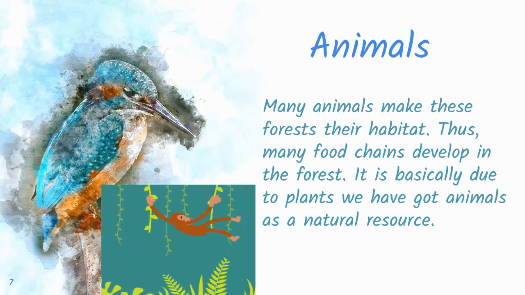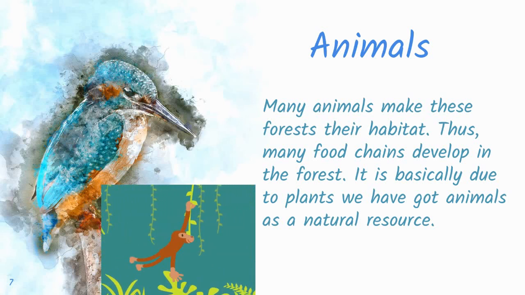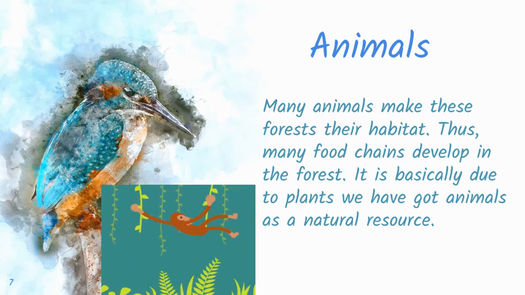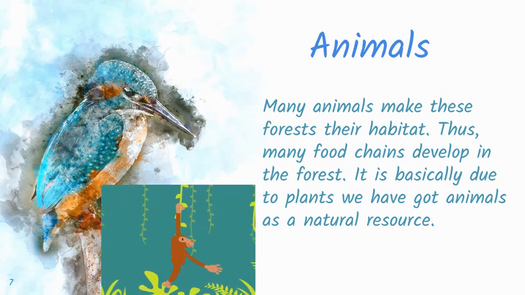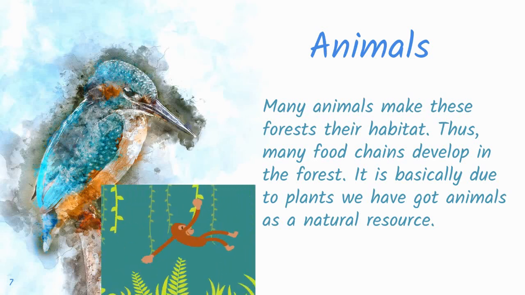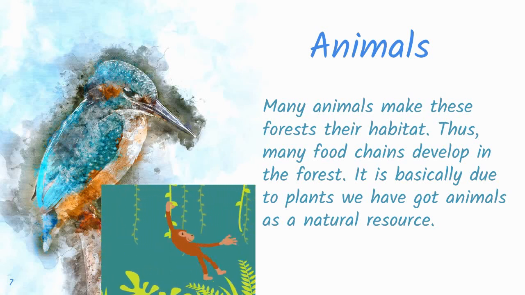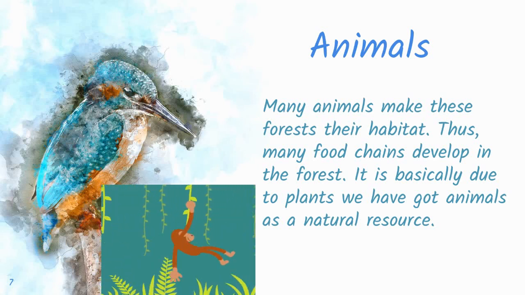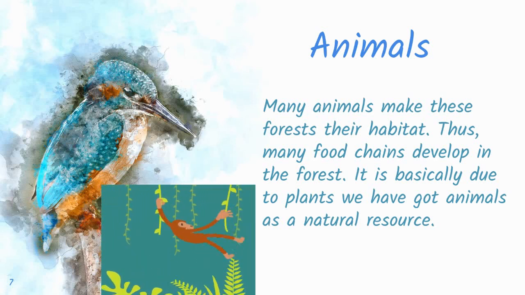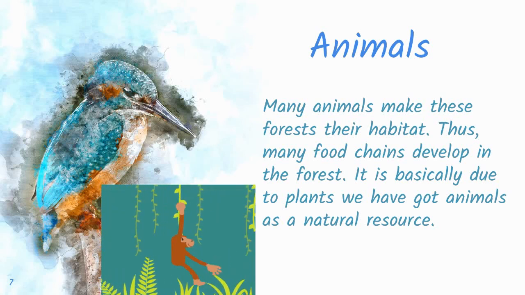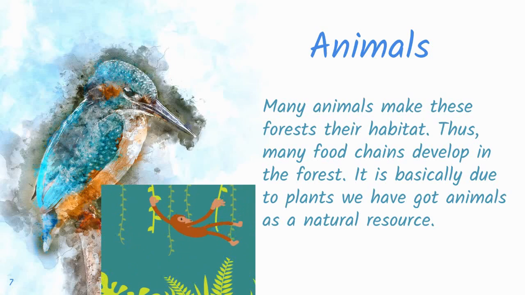On a larger scale, such as in the tropical rainforests, plants actually change the rainfall patterns over large areas of the Earth's surface. Thus, many food chains develop in the forest. Forests or grasslands are the habitats for many animals. It is basically due to plants that we have got animals as our natural resources.